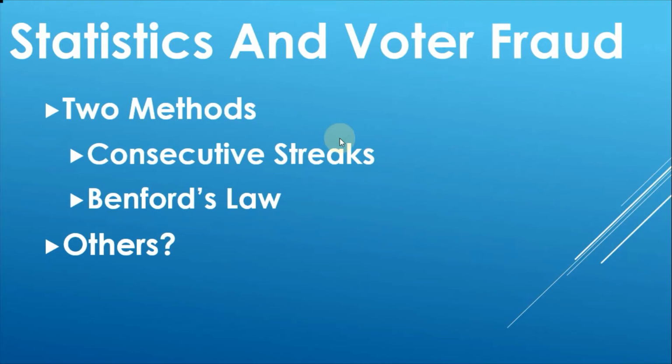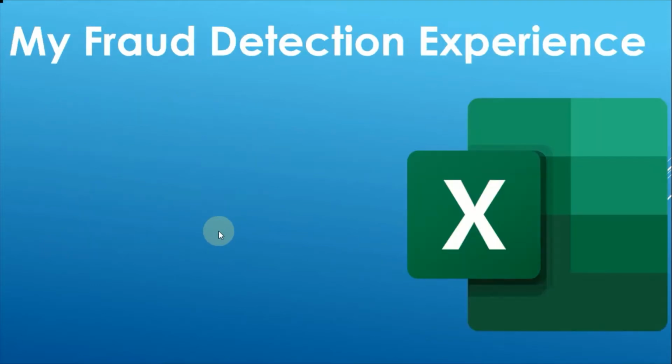So for voter fraud, there's two methods that I know of, and I used this when I worked at a hedge fund, a fund of funds, and I'll talk a little bit about that. So the first method we're going to show is consecutive streaks, and in another video I will do something on Benford's Law. There's stuff on Benford's Law. I haven't seen things on consecutive streaks. So there's also other ways to detect voter fraud. You could look it up on Google.